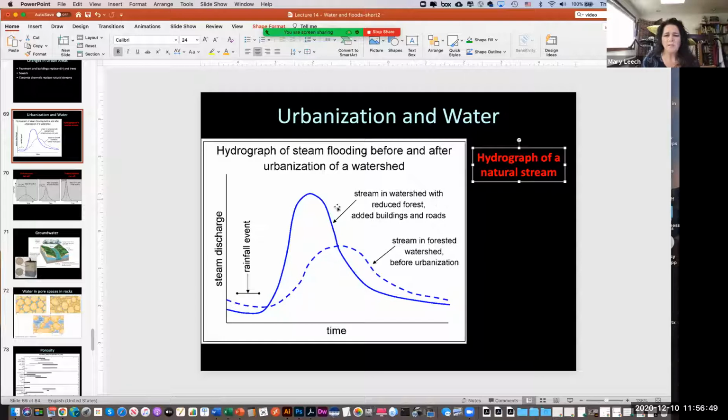In an urban environment, so with buildings and roads and reduced amount of soil, reduced amount of forest and vegetation, what happens is that flood stage is higher. So you get a higher discharge down a stream because there's less water that's being soaked up. And so there's a higher level of discharge in the actual stream. And that means that, like overtopping the levees, you're going to flood a larger area than you otherwise would have.